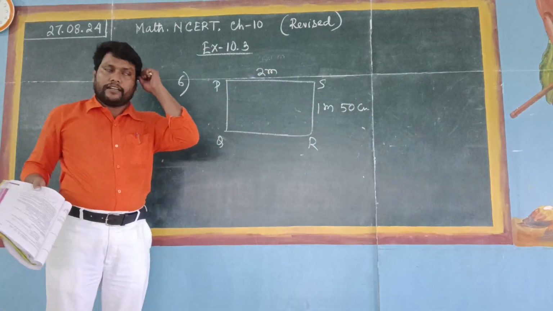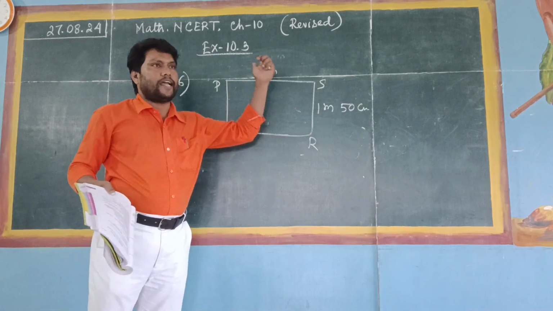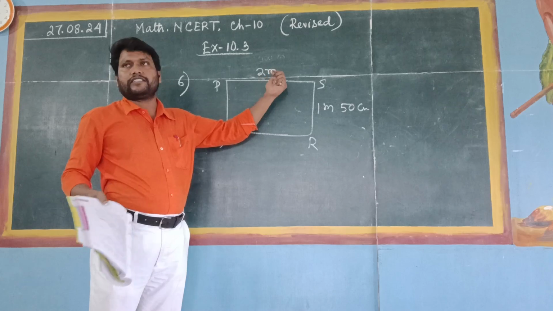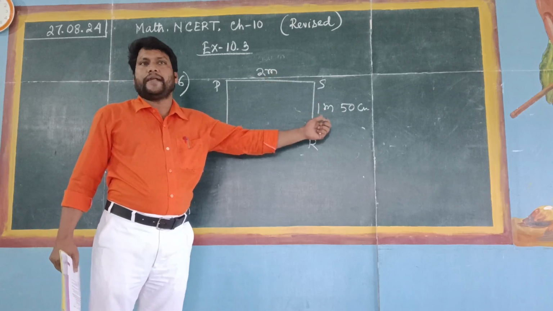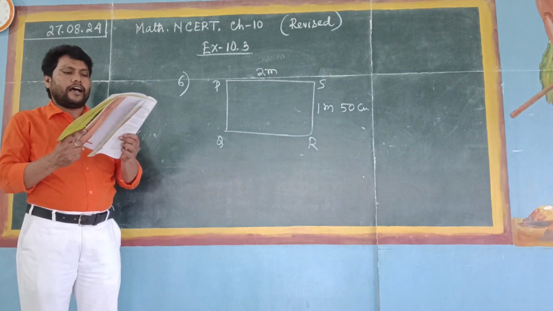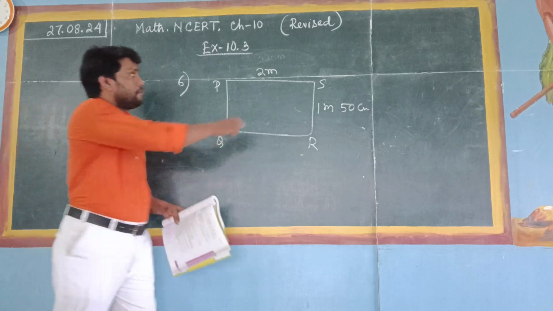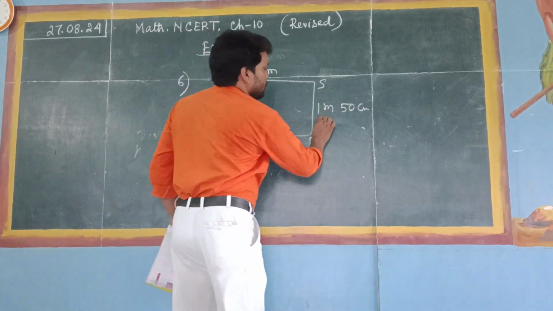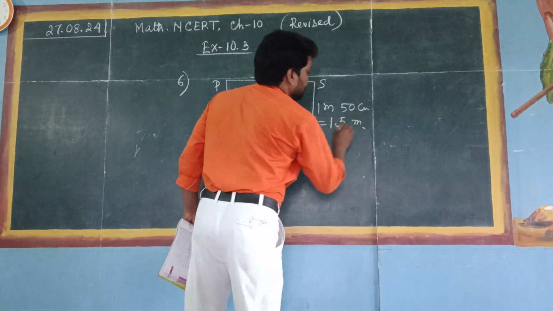When you see that the measures are given in this way, 'by', that means the first value is length and the second value is breadth. So what is the question? What is its area in square meter? In square meter, but they have given meter and centimeter. So in this case you will write 1.5 meter.